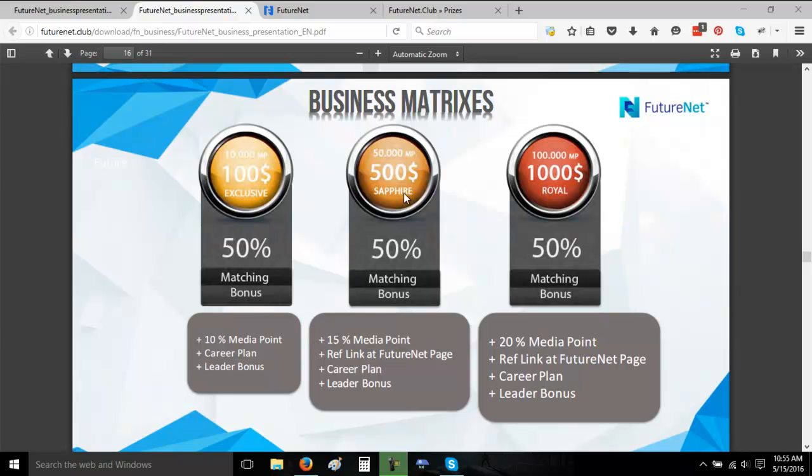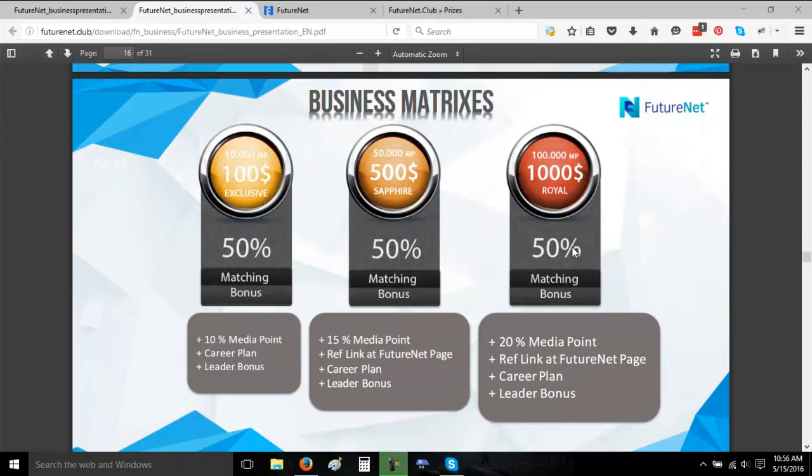Now, at the $500 level, again, you'll get the 50% again, plus again the matching bonus as far as your downlines, and then you also get the 15% media points, so you get even more media points at that point. You also get the referral link at the Futurenet page, so that means you can also get random referrals, because when somebody just goes to the Futurenet page itself without clicking on anybody's direct link, then you have a chance to get random referrals here and there. And then you'll be in the career plan and the leader bonus as well.